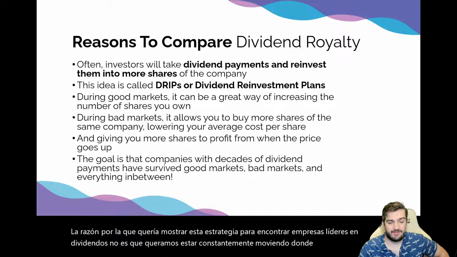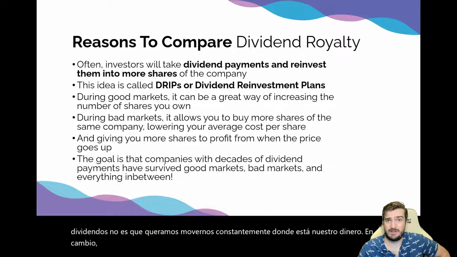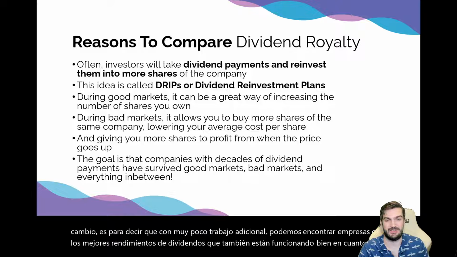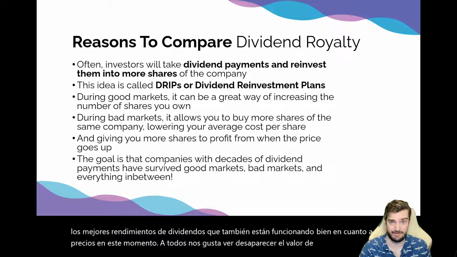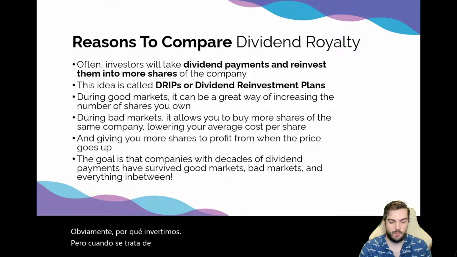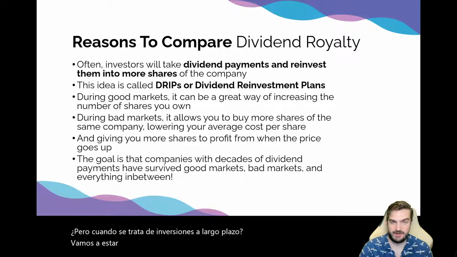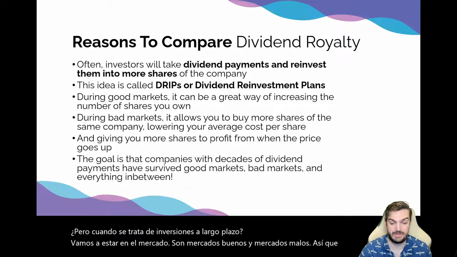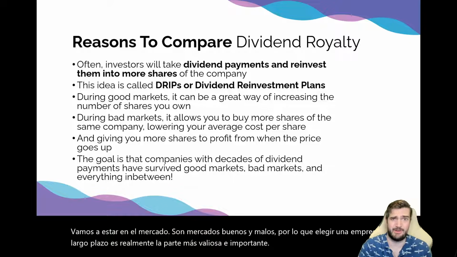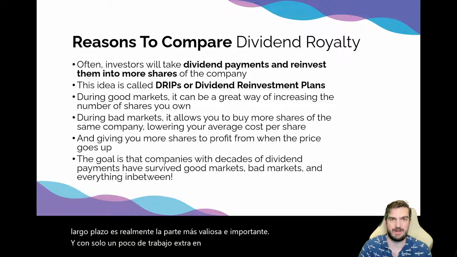Instead, it's to say that with very little extra work, we can find companies with top dividend yields that are also doing well price-wise right now. We all like to see the value of our accounts go up. Obviously, why we invest. But when it comes to long-term investing, we are going to be in the market. There are good markets and bad markets. So picking a long-term company is really the most valuable and important part. And with just a little bit of extra work in a few minutes, we can also find companies whose prices are performing the best right now.